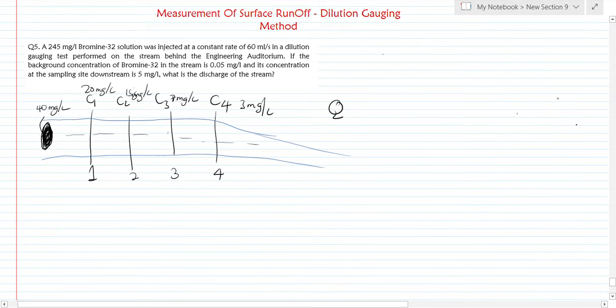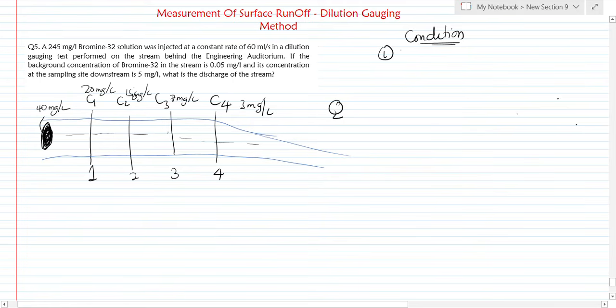Now, we don't just take any substance to be our tracer. We have conditions for our tracer. You can't just put any substance in, because if it's going to affect the ecosystem of the water body, that is, the aquatic animals and the water body itself, then it cannot be used. So we have some conditions that we look out for.